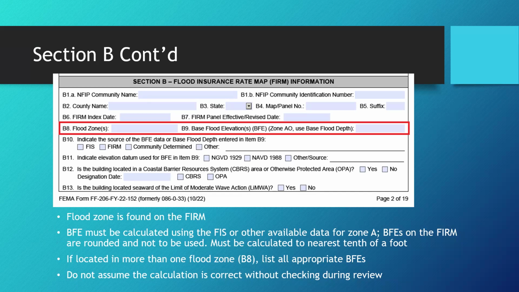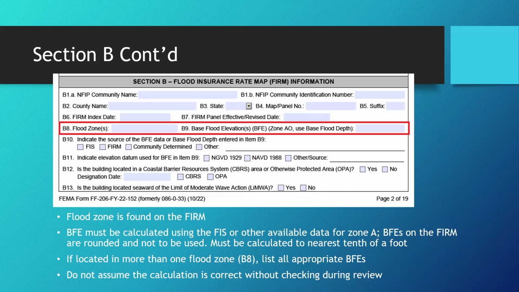And then B9 is really one of the most important parts of the elevation certificate in its entirety. So that needs to be calculated using the flood insurance study or other available data for Zone A. And you should not be using the base flood elevations on the FIRM.